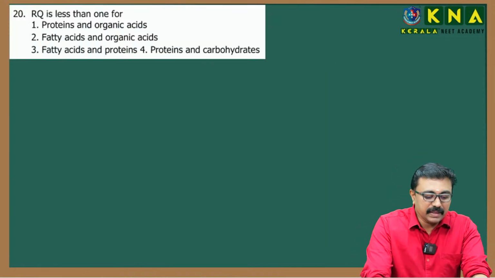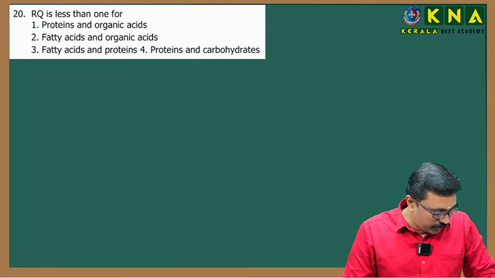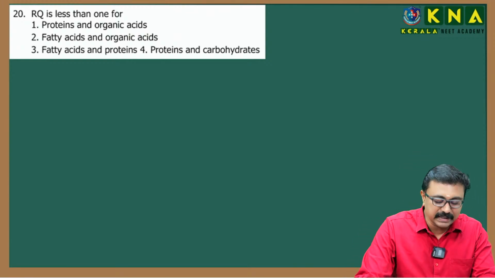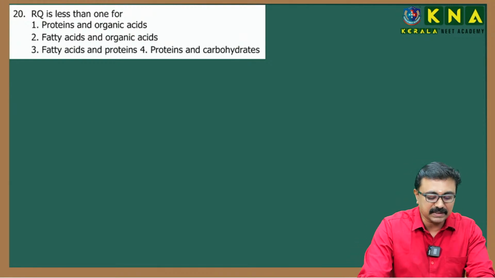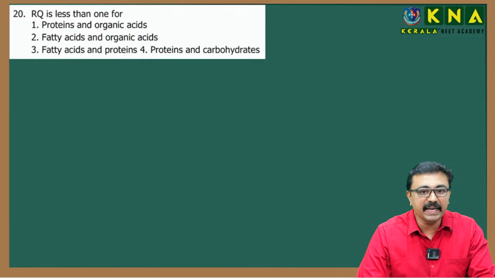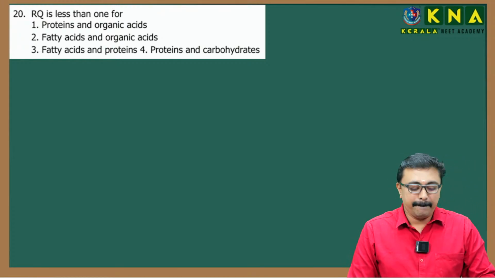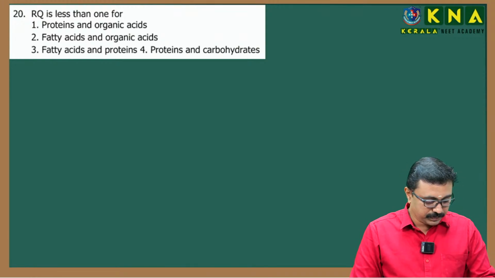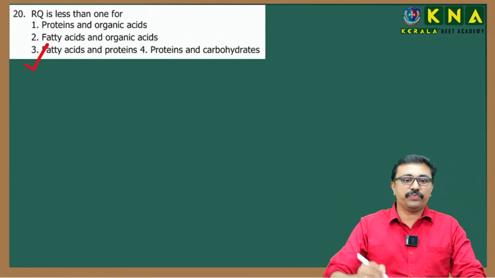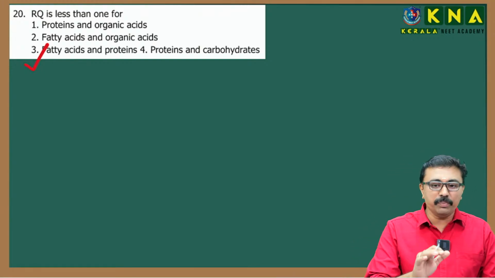Then, last question. RQ is less than 1. Look at the options: proteins and organic acid; fatty acid and organic acid; fatty acid and proteins; proteins and carbohydrate. Okay, can you answer the question? Okay, very good. The right answer is option 3, fatty acids and proteins.